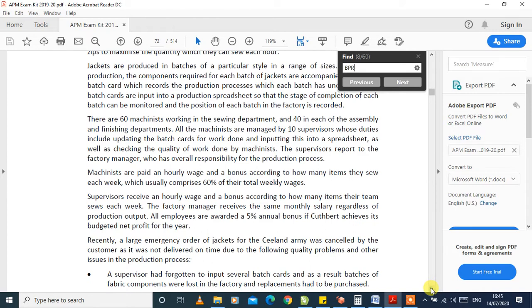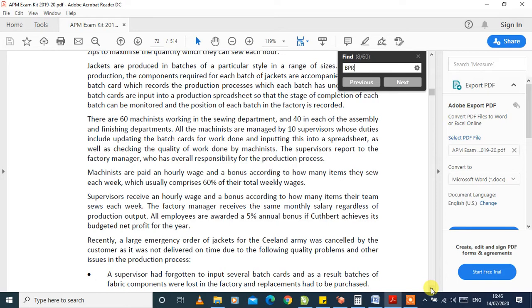Machinists are paid an hourly wage and a bonus according to how many items they sew each week. Usually comprises 60% of the total weekly wages. Cool. So machinists are given a volume based bonus, guys. Volume based, units based. Supervisors receive an hourly wage and a bonus according to how many items their team sews each week. Again, volume based. The factory manager receives the same monthly salary regardless of production output. Factory manager doesn't get bonuses.